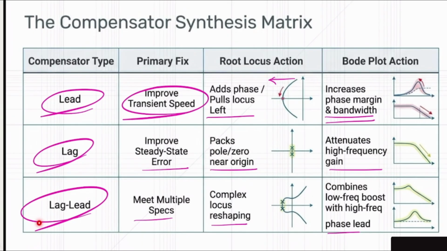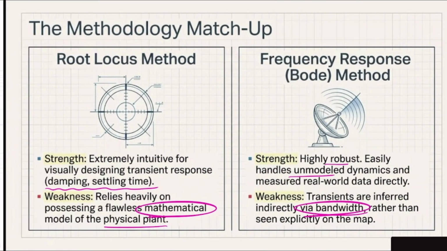On another hand, and maybe as the final part, we do have lead and lag. So what would happen if I would like to have both of them at the same time? I would get their complex locus reshaping. And obviously I can combine the low frequency boost with high frequency, and we do have some kind of phase lead over here by using lead and lag itself. So I do have two very simple examples of what the strengths and what the weaknesses are about the root locus and frequency response.